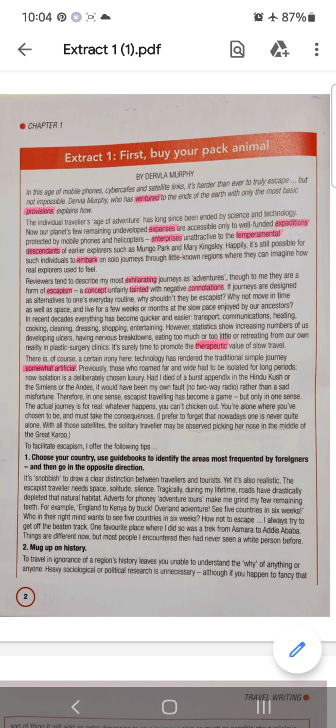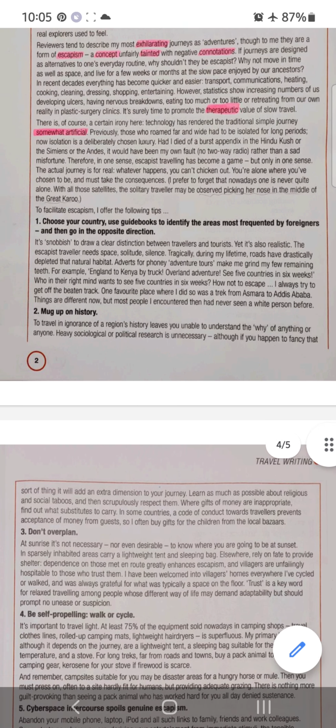She moves on to say, for example, England to Kenya by truck, overland adventure, see 5 countries in 6 weeks. Who in their right mind wants to see 5 countries in 6 weeks? How not to escape? I always try to get off the beaten track. One favorite place where I did so was a trek from Asmara to Addis Ababa. Okay? Her favorite trek was from where? From Asmara to Addis Ababa. She said, things are different now, but most people I encountered then had never seen a white person before. Can you imagine that? Everyone was cut off.